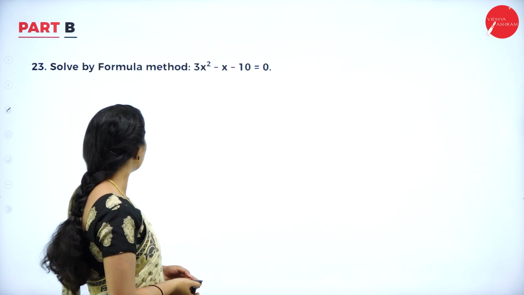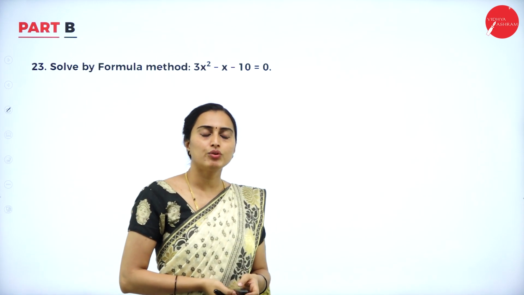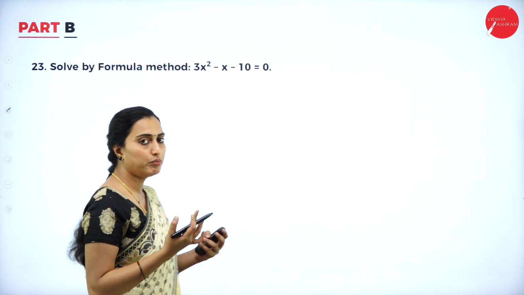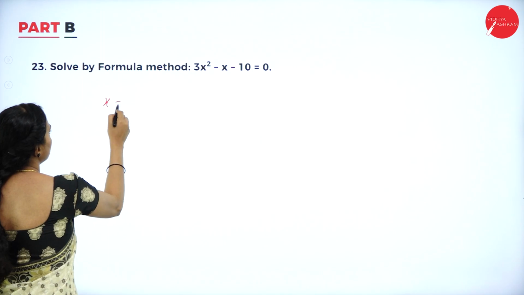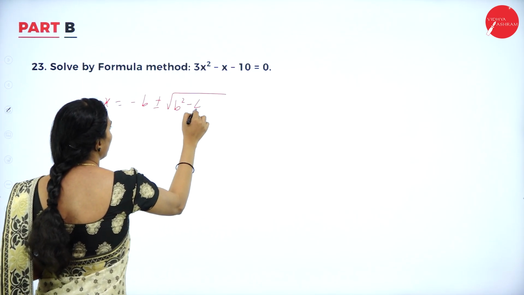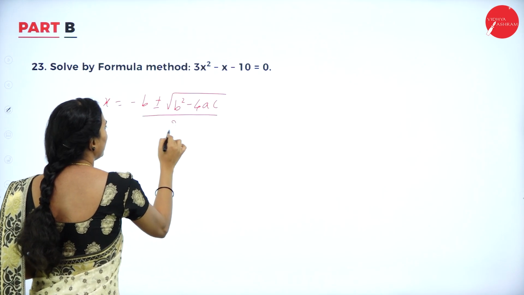What they've asked: solve by formula method 3x squared minus x minus 10 equal to 0. What they've asked is the formula, which you know: x will be equal to minus b plus or minus square root of b squared minus 4ac, divided by 2a.